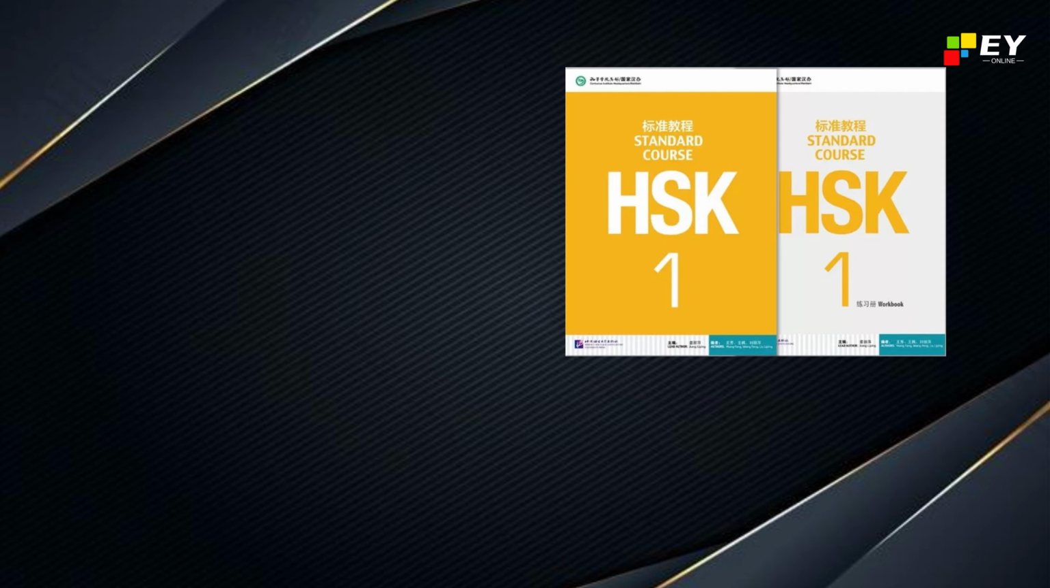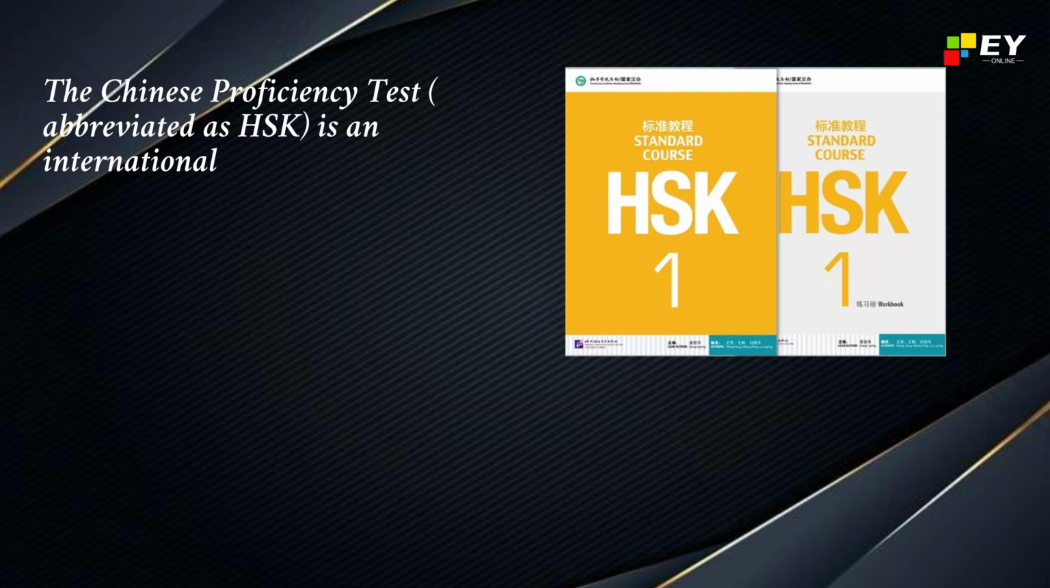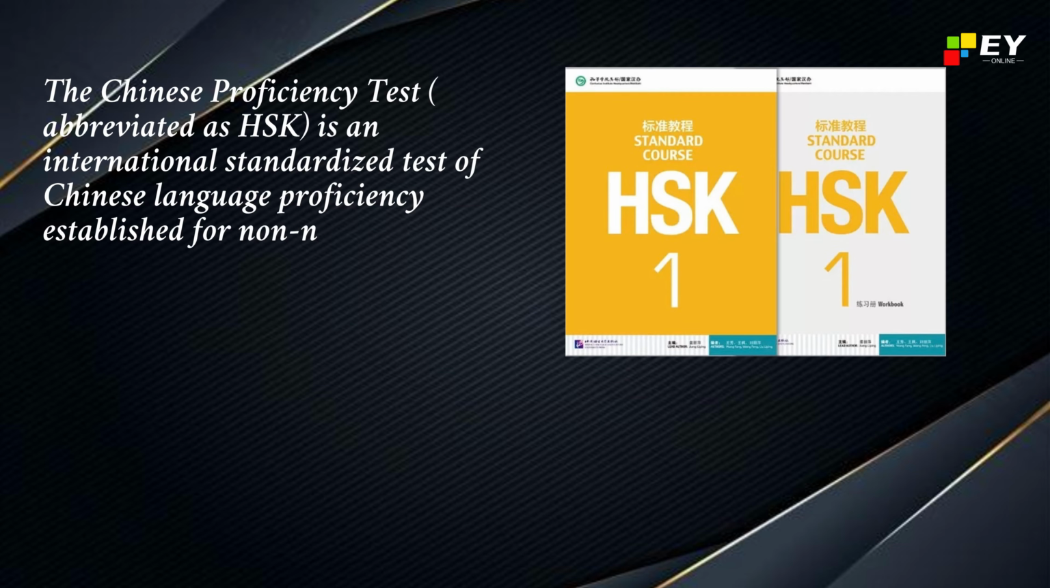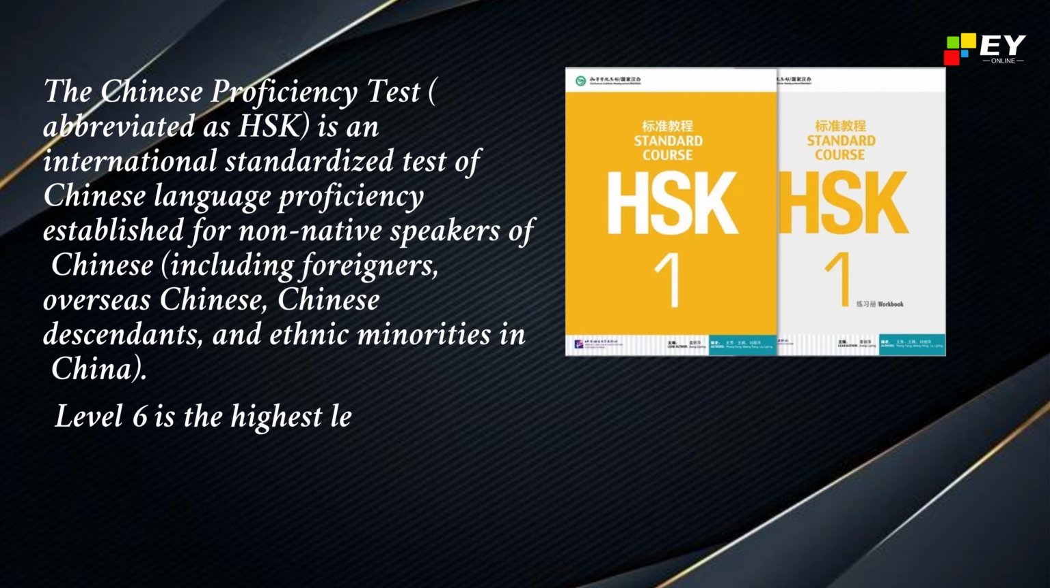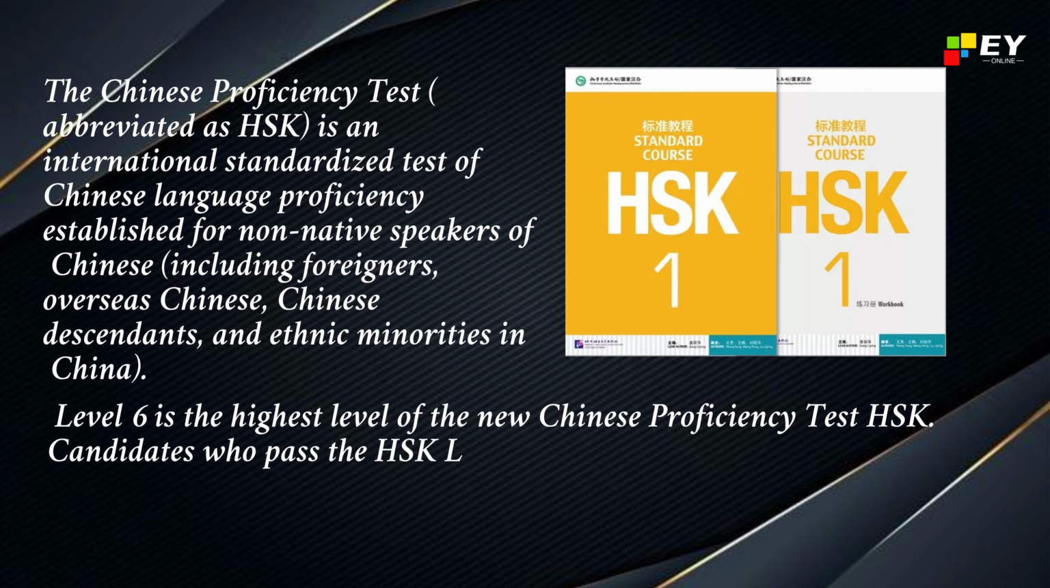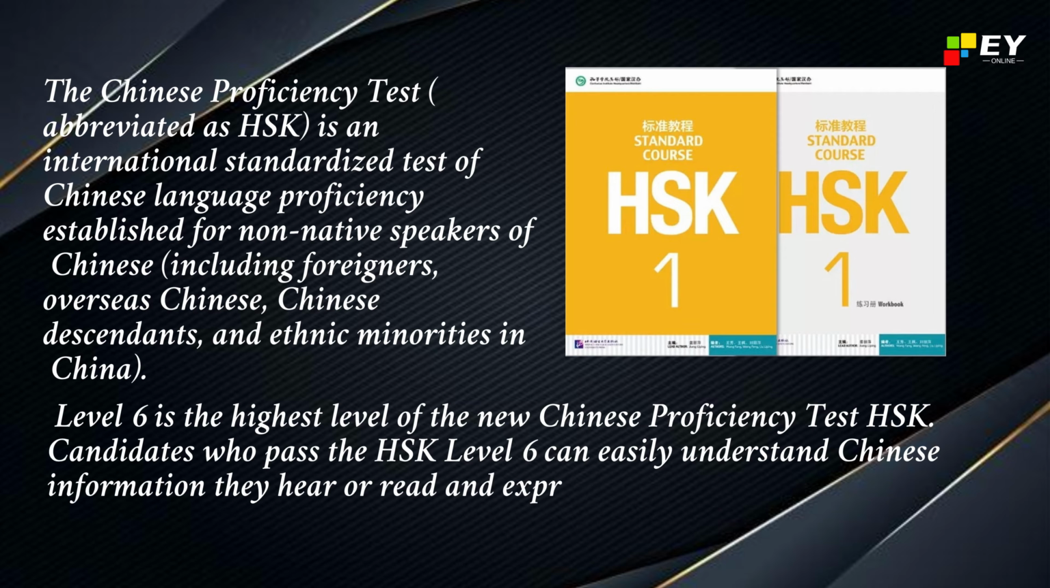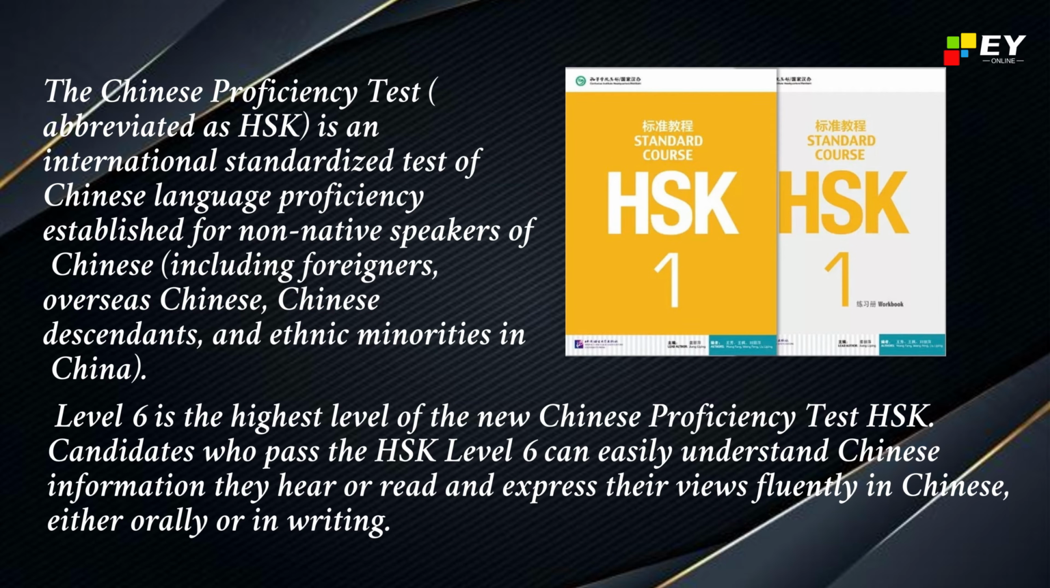HSK. The Chinese Proficiency Test, abbreviated as HSK, is an international standardized test of Chinese language proficiency established for non-native speakers of Chinese, including foreigners, overseas Chinese, Chinese descendants, and ethnic minorities in China. Level 6 is the highest level of the new Chinese Proficiency Test HSK. Candidates who pass the HSK Level 6 can easily understand Chinese information they hear or read and express their views fluently in Chinese, either orally or in writing.